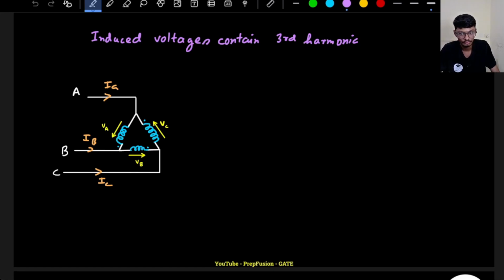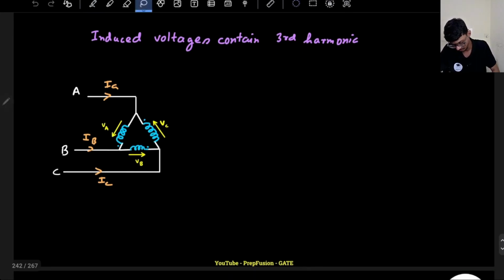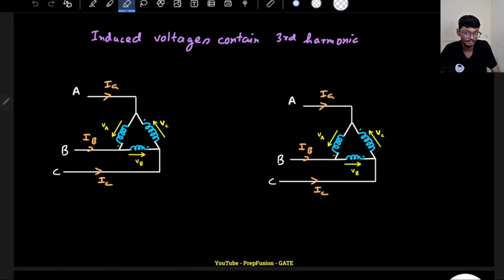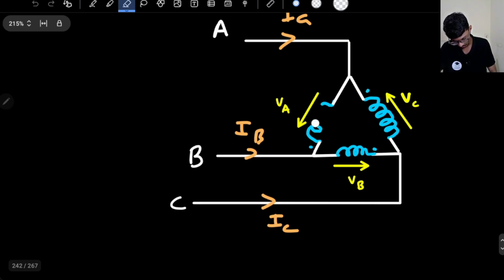One thing I can do is I can directly write this. If I just convert this circuit into this circuit, I am just calculating the current due to the third harmonic induced voltage, because I know due to the fundamental component the current will simply be pure sine only. I just want to calculate the current due to the third harmonic component.